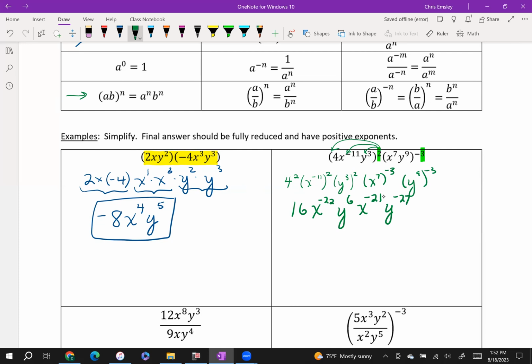Now, just like our last example, we do have some matching bases. Here's an x and here's an x. So let's put them together. Remember, we're going to add those exponents. So that's negative 22 plus a negative 21. So that's negative 43 for our x. And the y's, we're going to add those as well. We have y to the 6th plus a negative 27, which is negative 21.